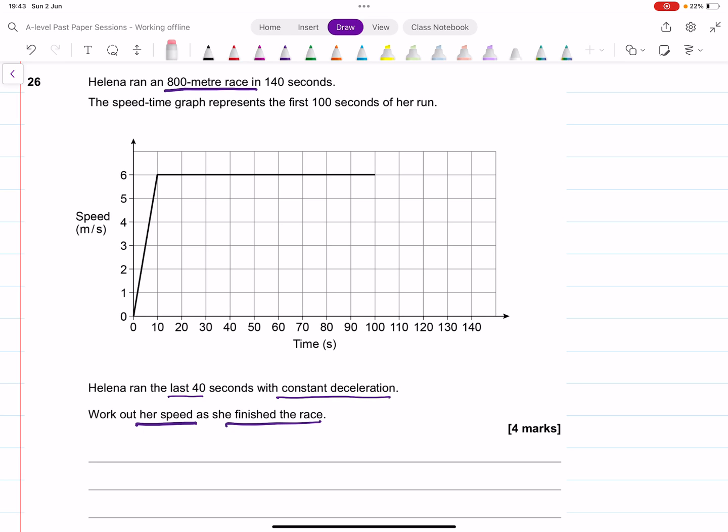Now, it's a speed time graph. The gradient of a speed time graph is going to give you acceleration or deceleration. If the deceleration is constant, that means the gradient of this graph is going to be constant. That means it's going to be a straight line in this last part of the journey. Now, the straight line might look like this, or this, or this. We don't know. We have to figure out what the final speed is.